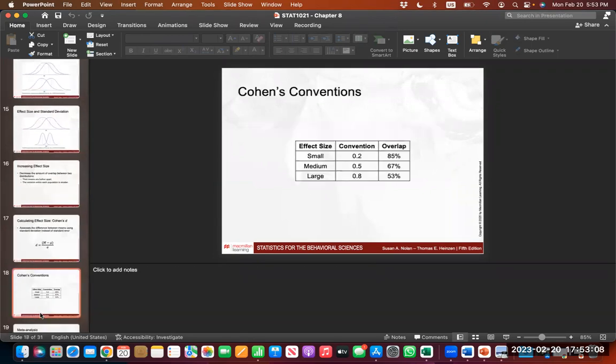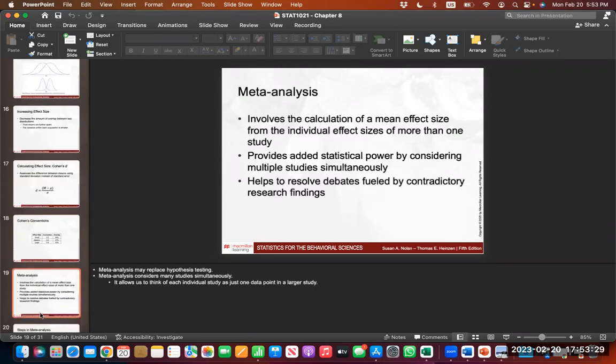And this D has conventions which are utilized to characterize these effect sizes as small, medium, or large. Between 0.2 and 0.5, it's small. Between 0.5 and 0.8, it's medium. Greater than 0.8, it's large.